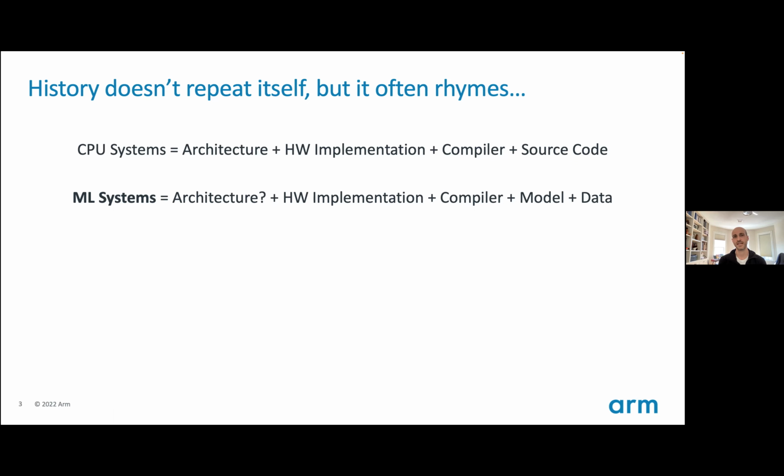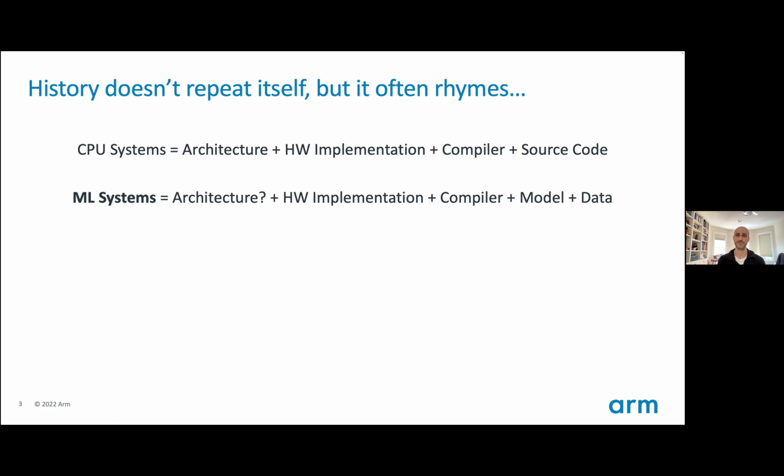Of course, we still need a compiler. The compiler here is going to take the ML workload, usually some form of graph, and map that onto the architecture to ultimately run on the implementation. Finally, the source code is now represented by some kind of machine learning model and some data, and I guess some training recipe that's used to train the model on the data.